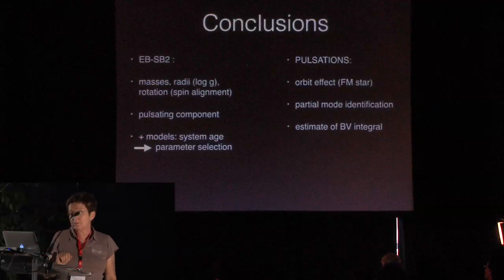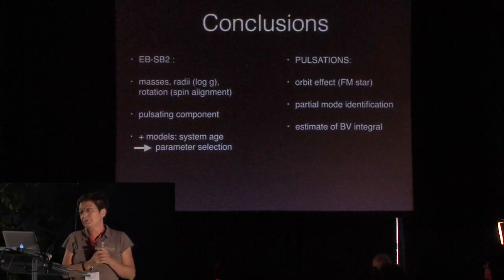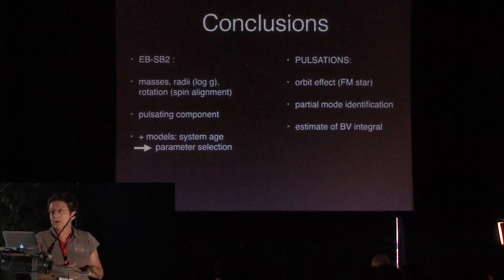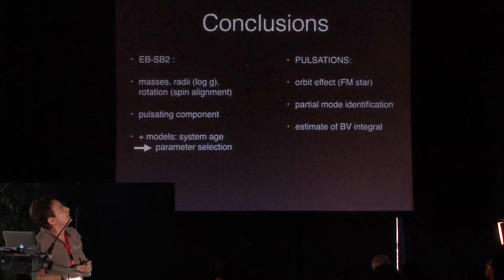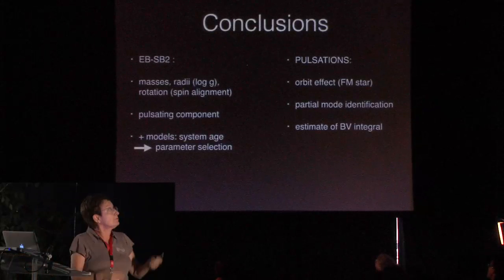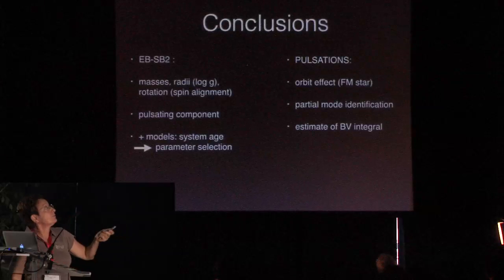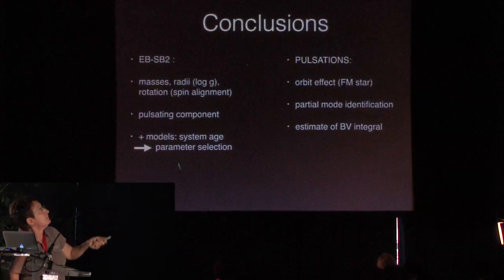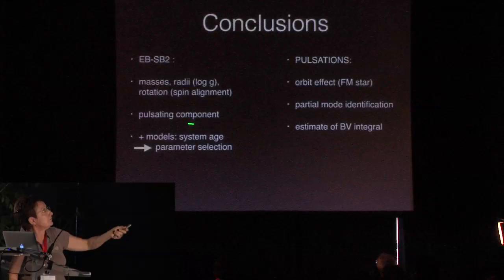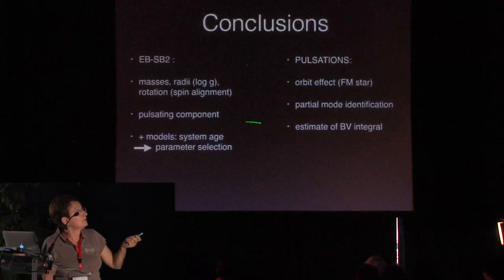And so let's go to the conclusion. I forgot to tell you that all the excited pulsations were computed with the MAD code by Marc-Antoine Dupré. The conclusions are that when you have a binary and you have pulsation, it's more complicated. From each of those, you can derive some information. From here, the masses and radii, you can read the list, identifying the pulsating component. With models, you can derive the system age and select parameters.